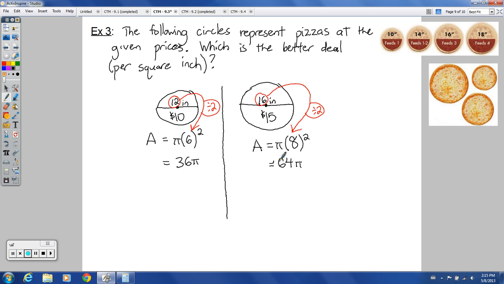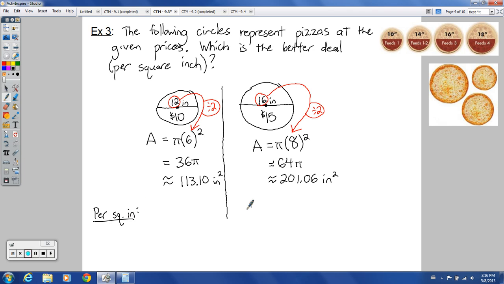So with that said, I'm starting to lean this way, that this is going to be a better price per square inch. But let's figure out what this is approximately. I've done this work already, so I'm just going to tell you what I got. This is 113.10 inches squared. This one about 201.06 inches squared. So that's some important information. But per square inch, that's what we're really concerned with.